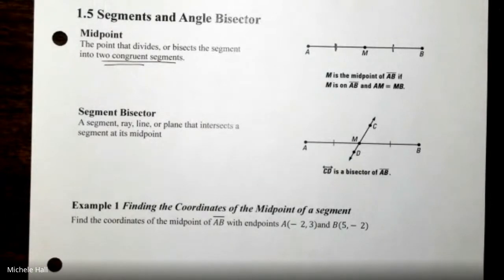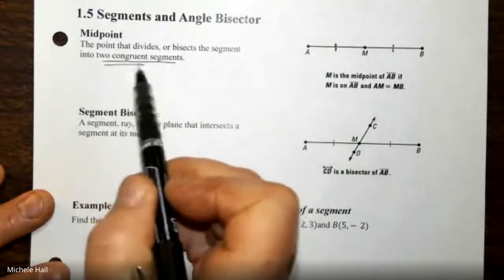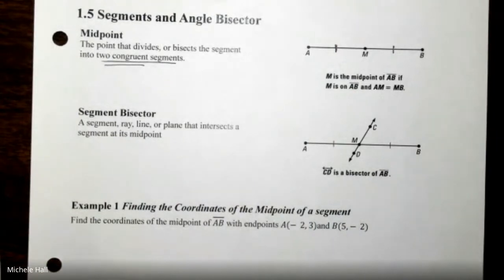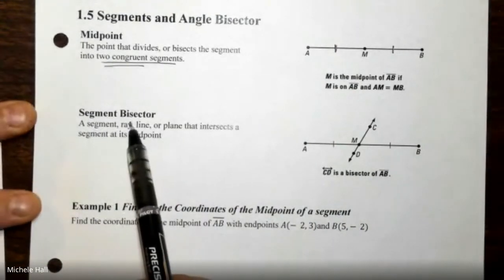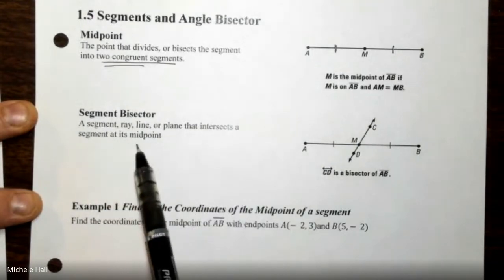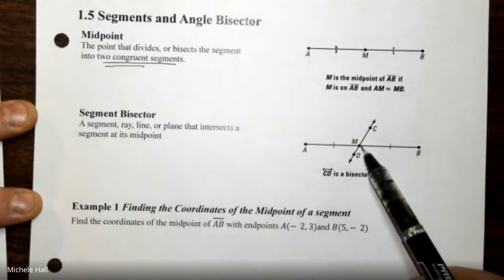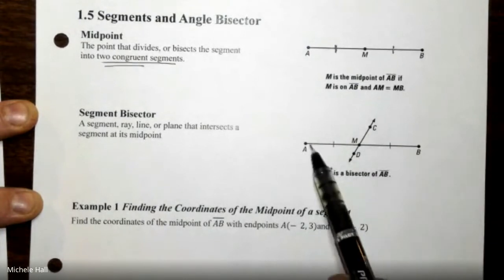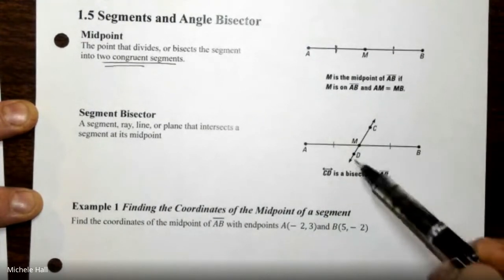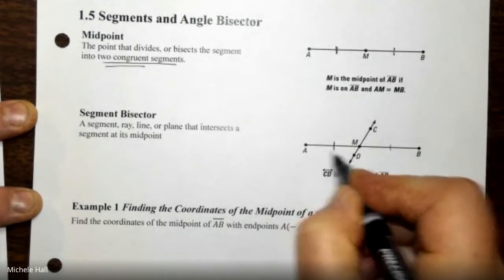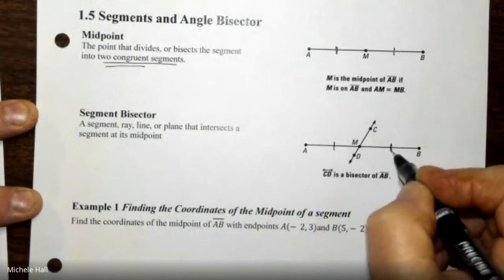Here is a free piece of information: when I have a midpoint, it gives me two congruent segments, which means I can write an equation and solve for X. We also have a segment bisector, a segment, ray, line, or plane that intersects a segment at its midpoint. Here is the midpoint, and we can see that line CD is a bisector of line segment AB. Again, because this line is bisecting at the midpoint, we know that AM is going to be congruent to MB.